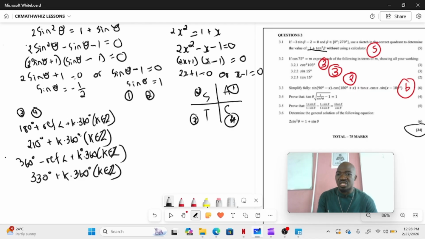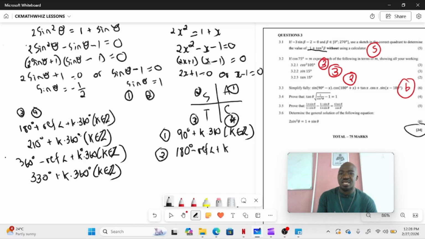Then moving to 1 here, on number 1, we know for a fact that it's supposed to be just 90 degrees plus k times 360, k is an element of integers. Then number 2, we have 180 degrees minus the reference angle plus k times 360 degrees, which is going to be 90 degrees plus k times 360, k is an element of integers.